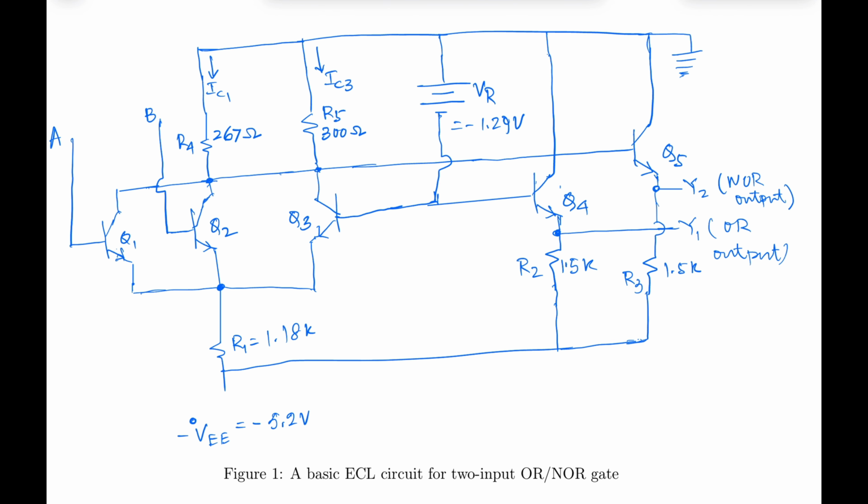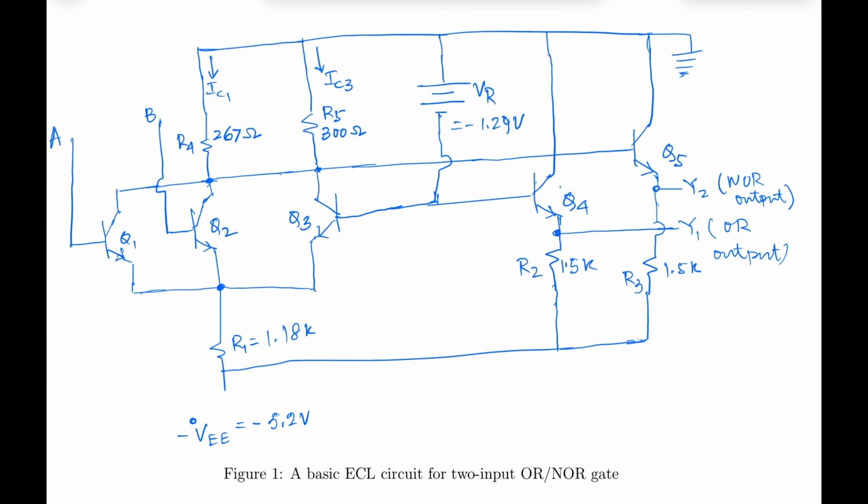Such a gate is made by using positive logic, where logic 1 is represented by -0.7 volt, which is less negative, and logic 0 by -1.55 volt, which is more negative. In negative logic, the functions would be AND/NAND. A reference voltage of -1.29 volt is applied at the base of transistor Q3, and the circuit operates from VEE equal to -5.2 volt.